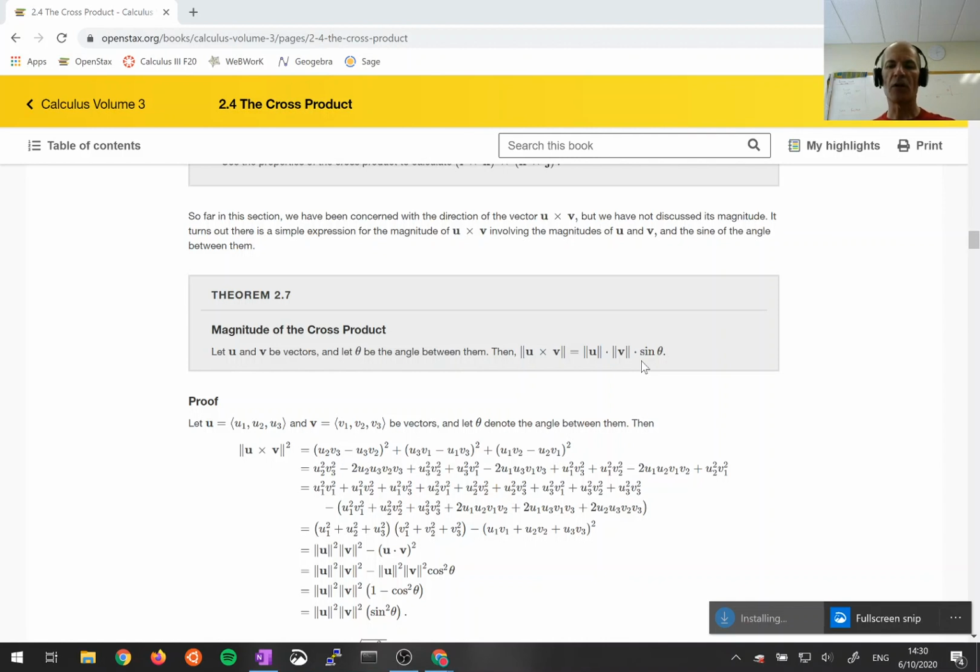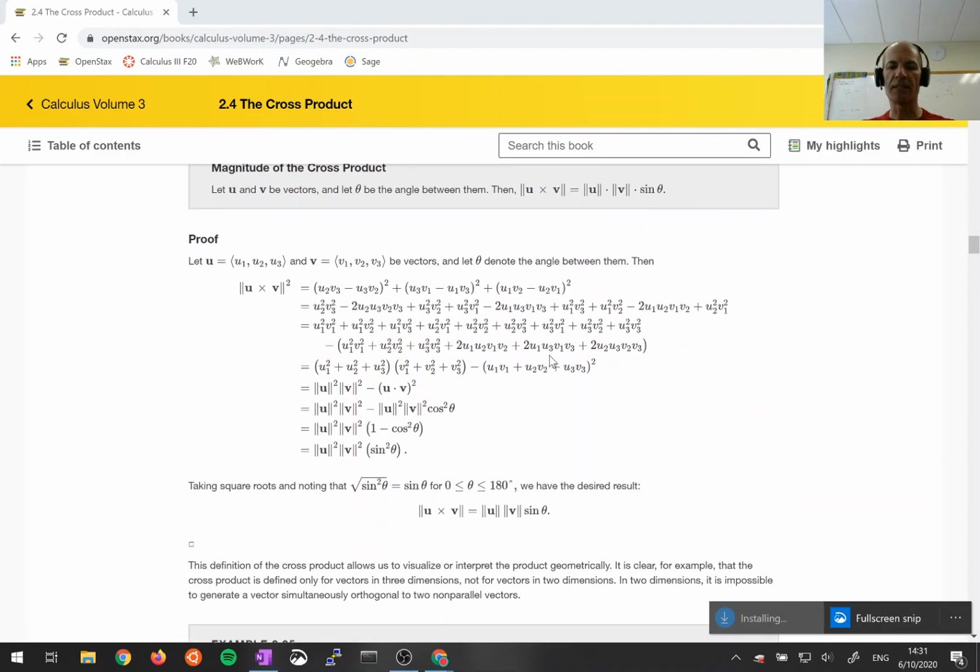If two vectors point in the same direction, that means the angle between them is 0, and the sine of 0 is 0, which means this whole right-hand side is 0, which means the magnitude of U cross V is 0, which means that U cross V is the 0 vector. So the cross product is kind of a test for when vectors are pointing in the same direction. The dot product is a test for when vectors are perpendicular to each other. So they have this sort of complementarity to them.